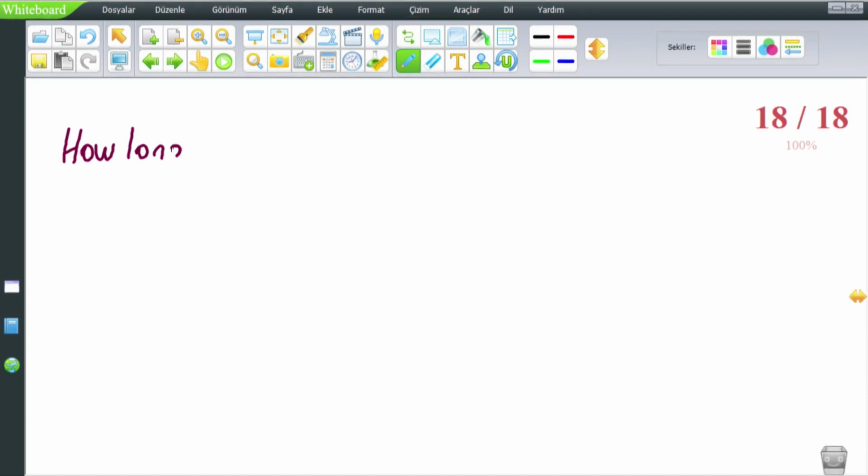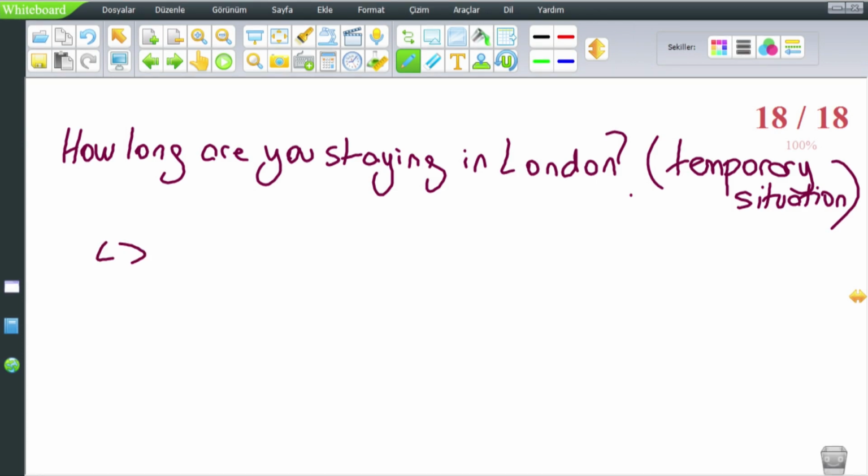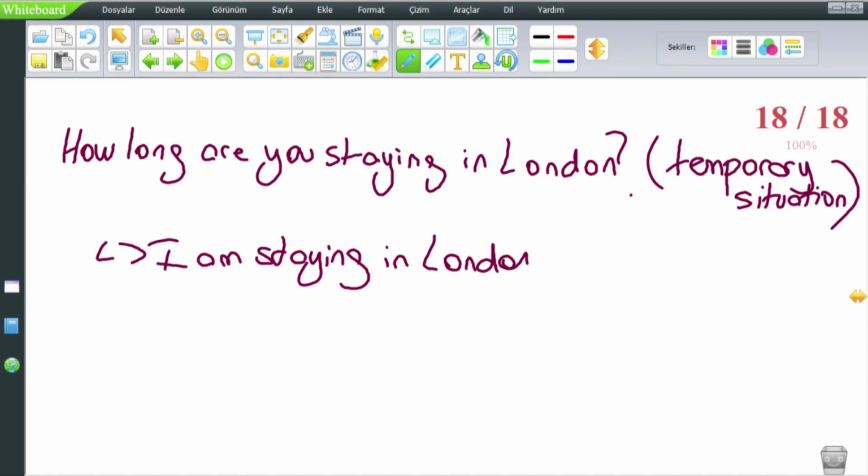How long are you staying in London? We're talking about a temporary situation. So let me answer. I am staying in London for 3 weeks. So this is a temporary situation, not a permanent situation, and that's why we use present progressive.